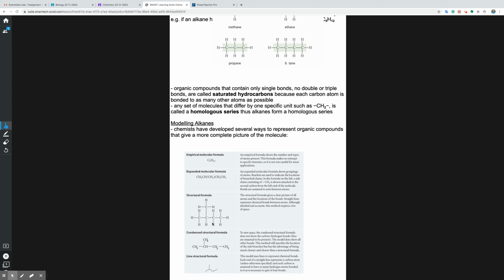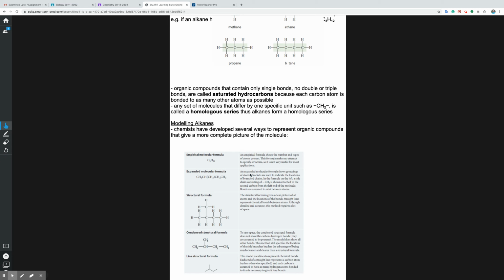The structural formula takes this expanded molecular formula and actually shows each bond and what it looks like. This is the same molecule. Actually, all of these are the same molecule, just different ways to show it. The structural formula shows a clear picture of all atoms and the locations of every bond. Straight lines represent chemical bonds between atoms. Although it is detailed and accurate, it requires a lot of space and a lot of writing. You've probably done some of this last year.